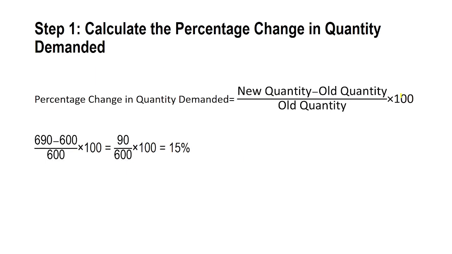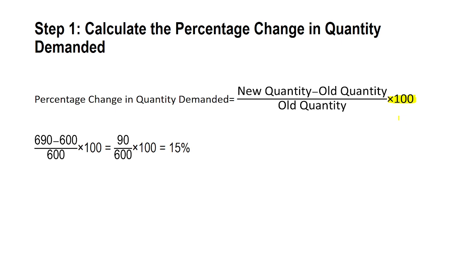Step 1 is to calculate the percentage change in quantity demanded. To calculate the percentage change in quantity demanded, we should use this formula: new quantity minus old quantity, divided by old quantity, multiplied by 100. Please don't forget to use this multiplication by 100. This is very important to avoid miscalculations and capture the full marks.